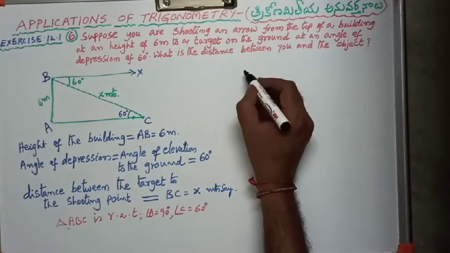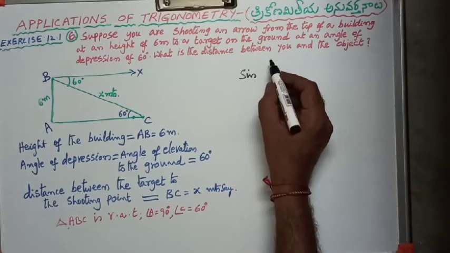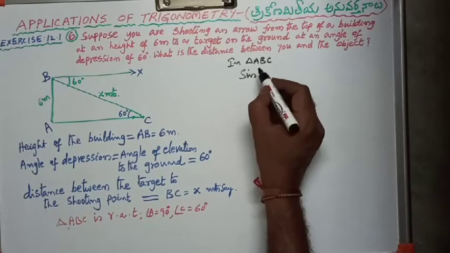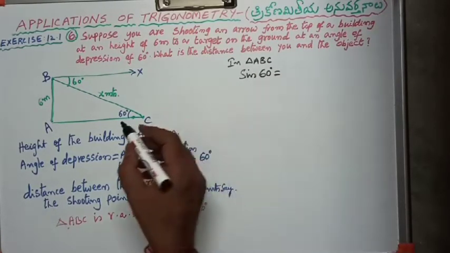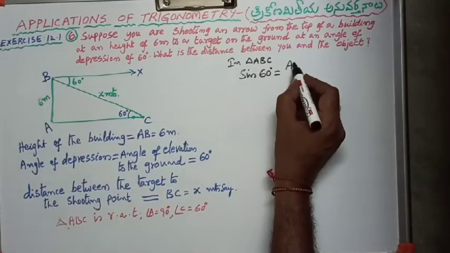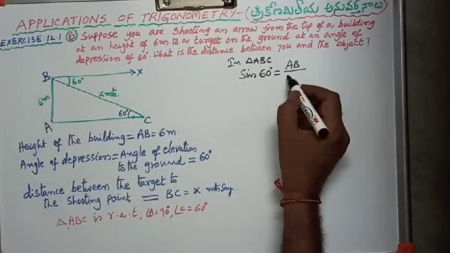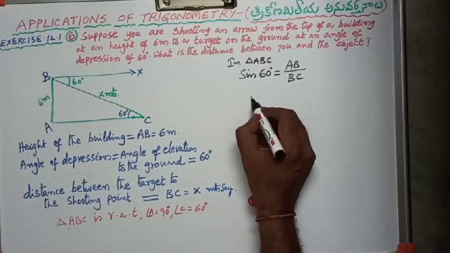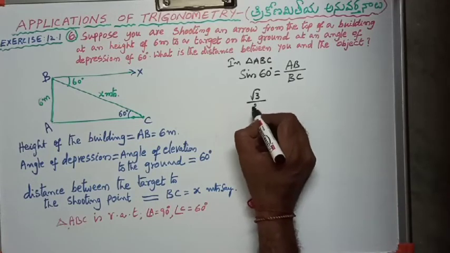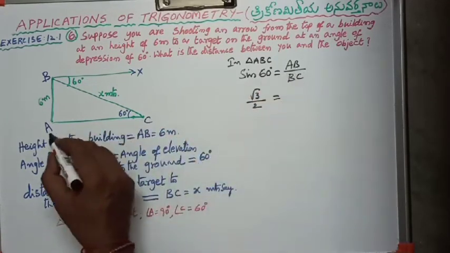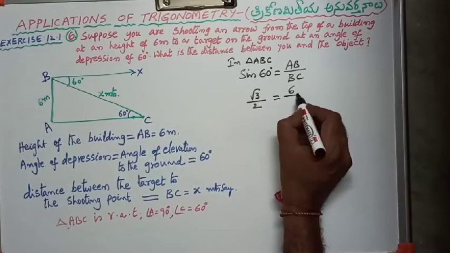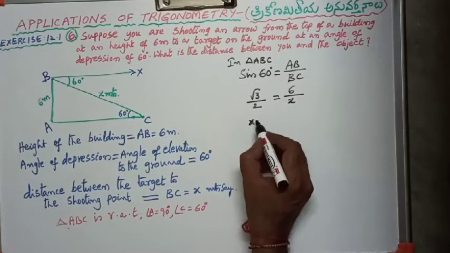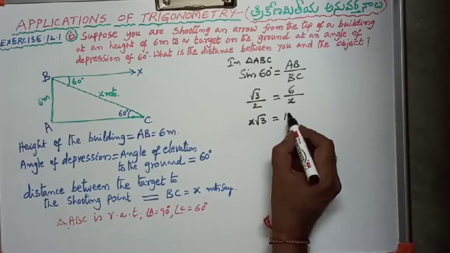And next, now you take sine 60 degrees. So in triangle ABC, sine 60 degrees is equal to opposite side AB by hypotenuse BC. What is the value of sine 60? Root 3 by 2. That is equal to, what is the value of AB? AB is 6 meters. And what is the value of BC? X. Please do the cross multiplication. X root 3 is equal to 12.